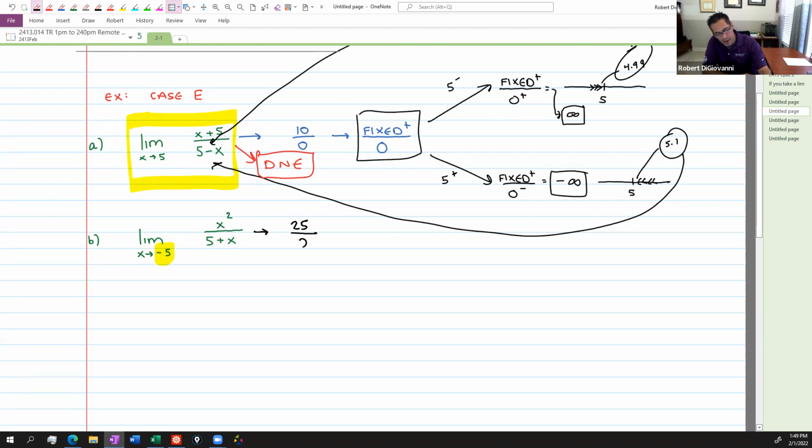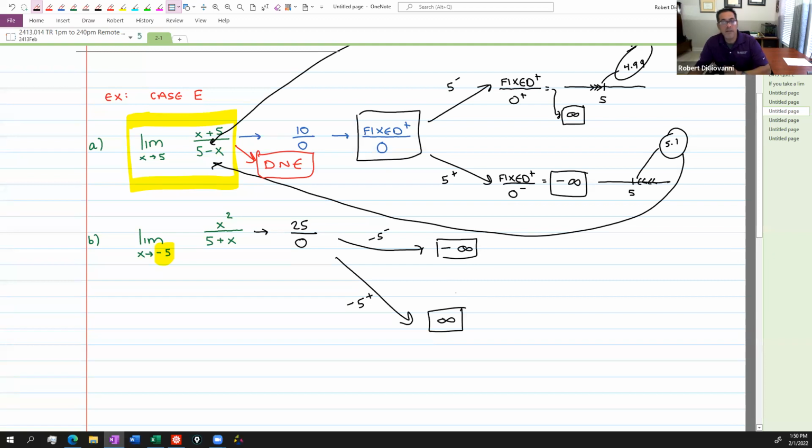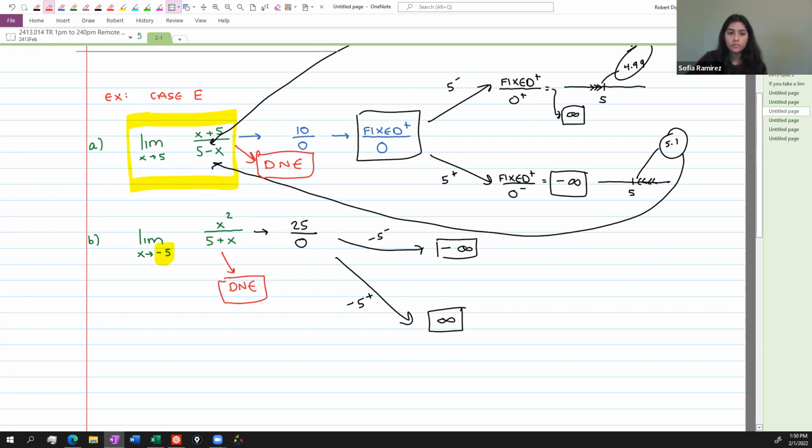The top goes to 25, the bottom heads to 0. You have to take a look at two different scenarios, approaching -5 from the left and from the right. So can you just tell me what you got in terms of infinities for approaching from the left? From the left, I got negative infinity. Okay, and from the right? I got positive. Okay, does anybody disagree? Everyone's on board? So that would tell you, Sophia, that this limit does not exist. I didn't show the detail because it's very similar to the last problem, all right?